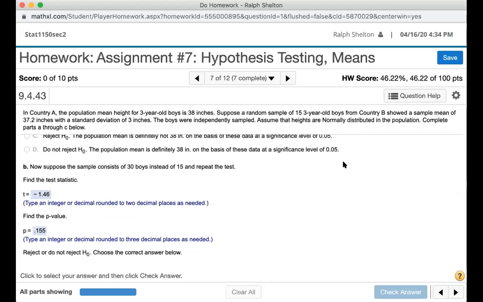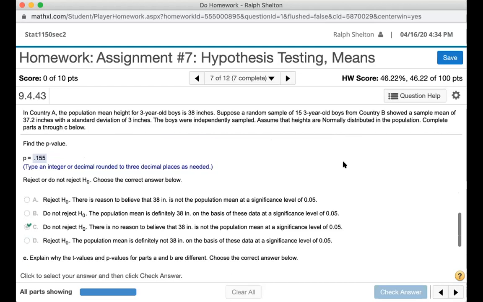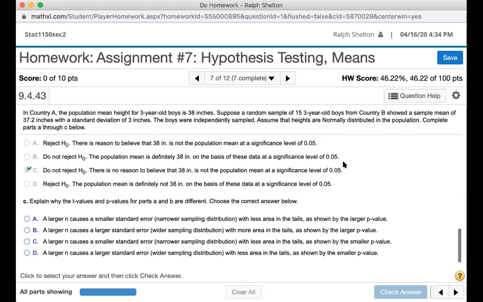That's always going to happen, okay? Because it's saying you have less area in the tails when t is larger. And this happened because we got a larger sample size, okay? So back to the question, it says, explain why t and p values are different. So having a larger sample does cause a smaller standard error, okay? And we have less area in the tails as shown by the smaller p-value. So it's C.